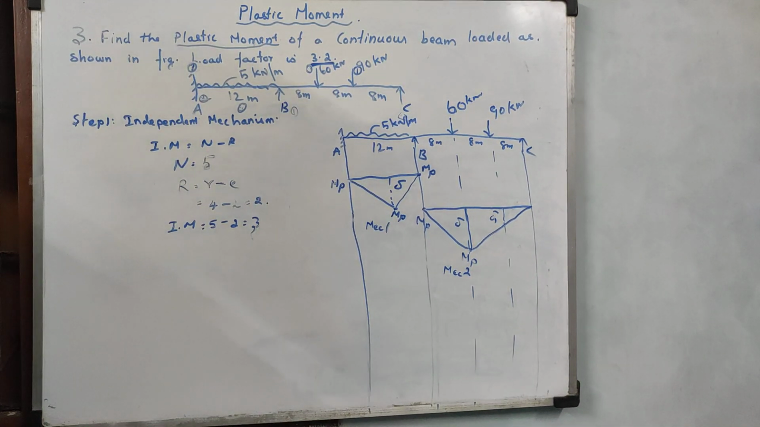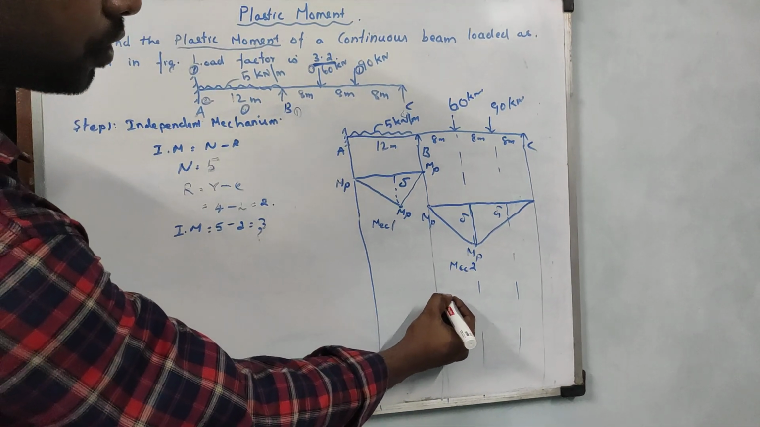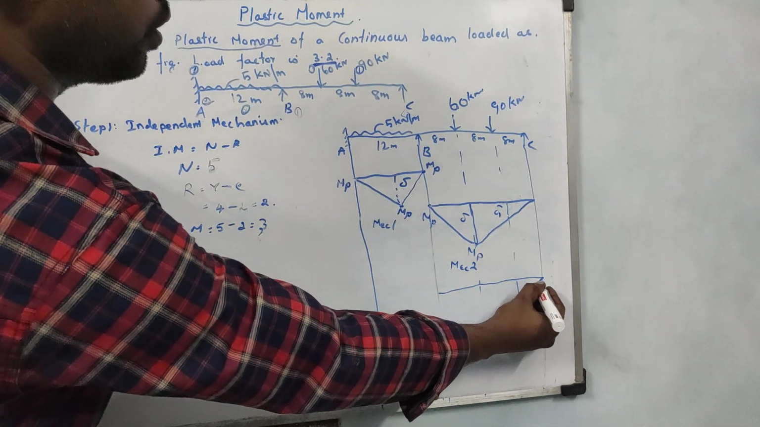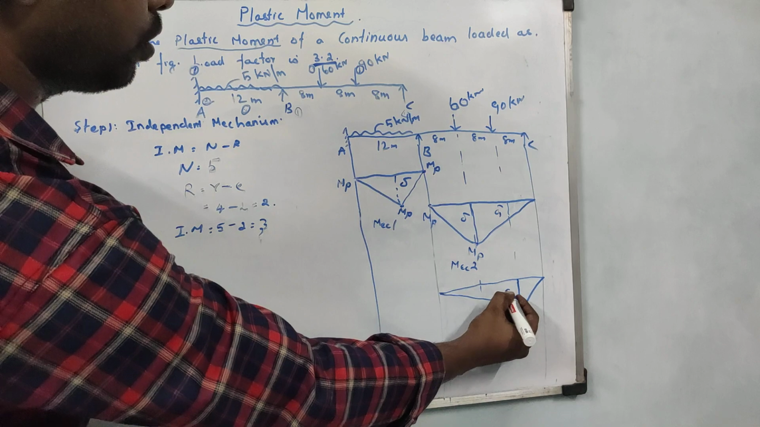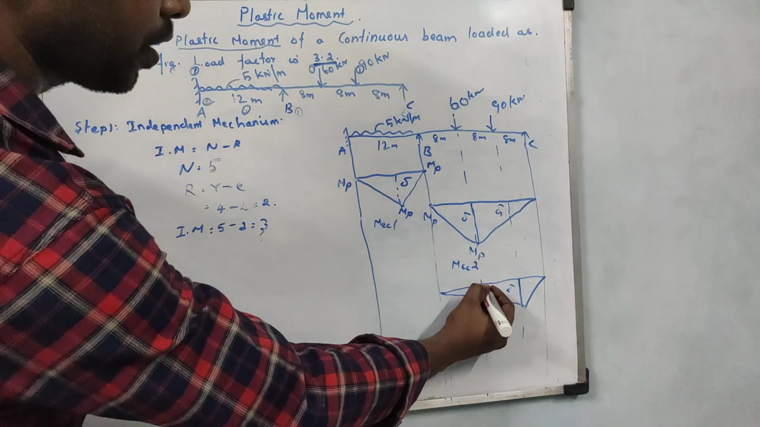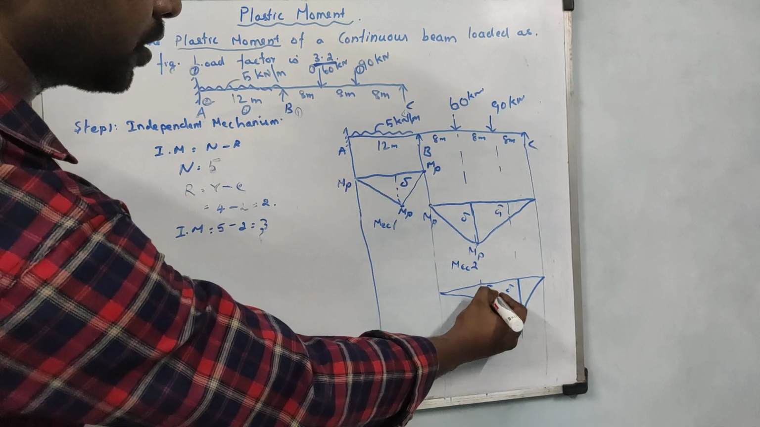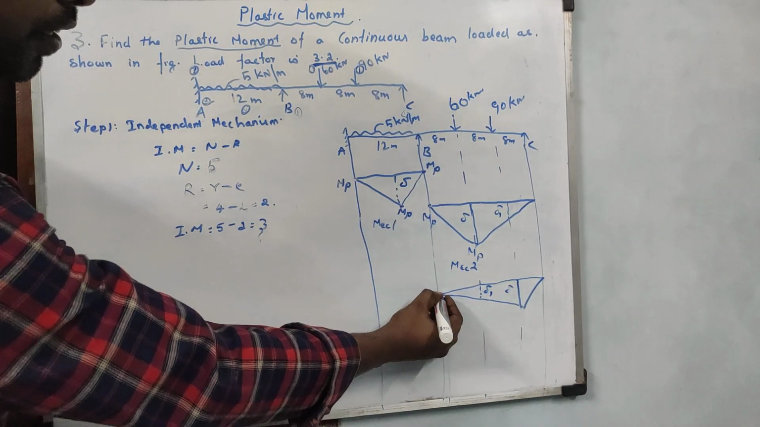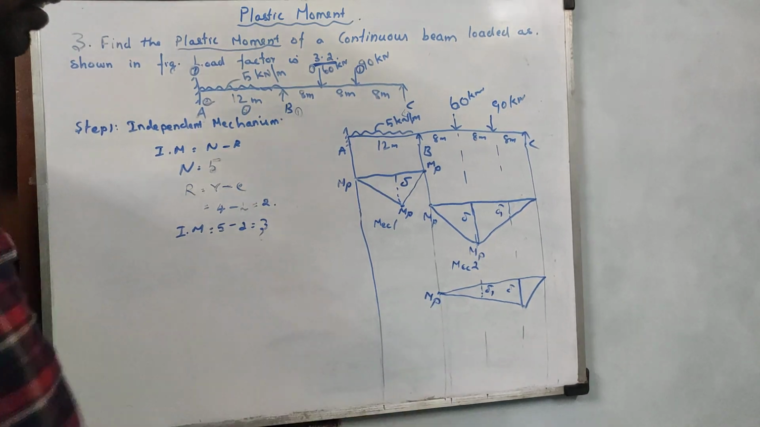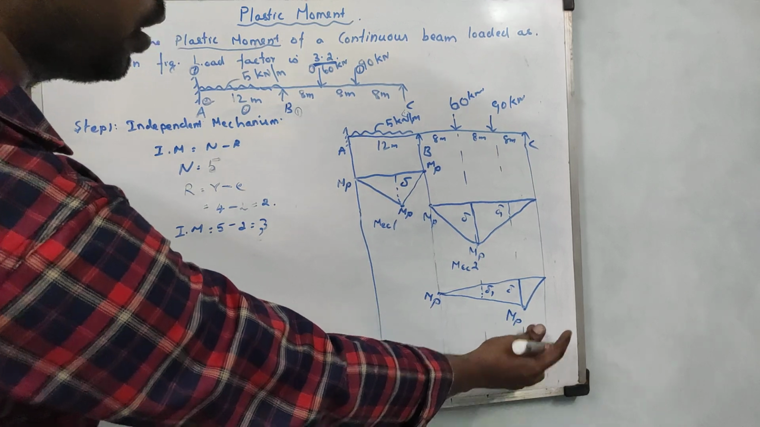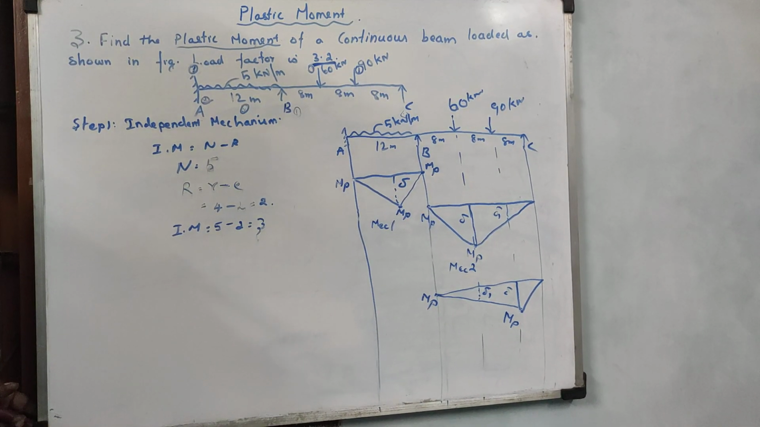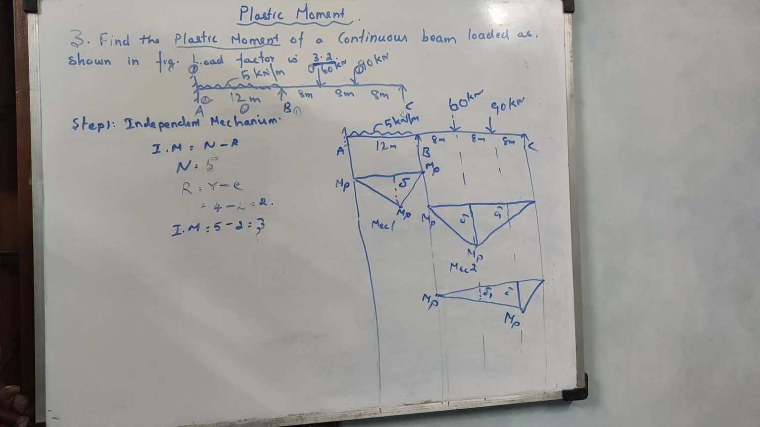For mechanism 3, we have to consider the 90 kilonewton load and draw the deformation diagram. Under the load the deflection is del, and at this point the deflection equals del 1. It is the intermediate support, right? At the intermediate support there is a plastic moment, and under this point load there is a plastic moment. Here there is no plastic moment because the end support is a simple support, right?